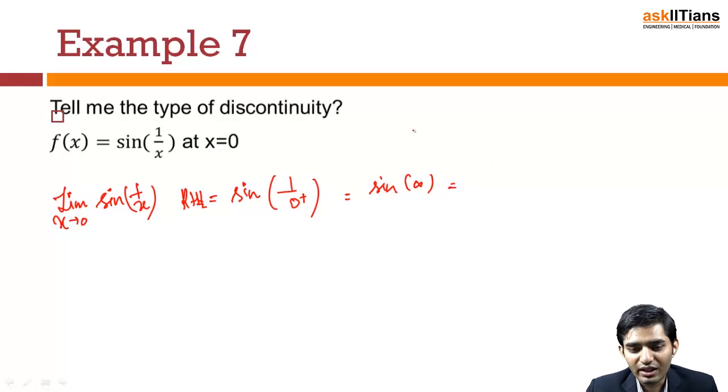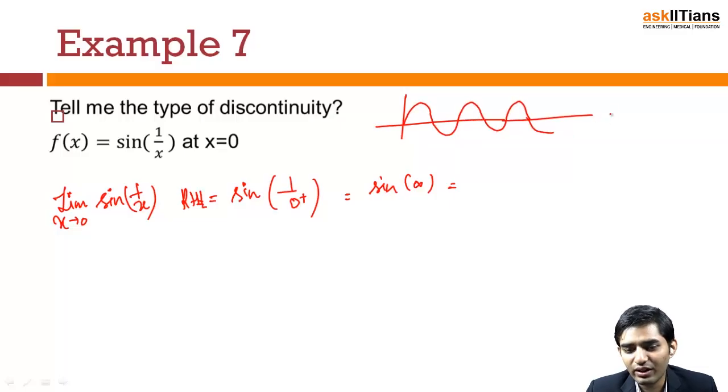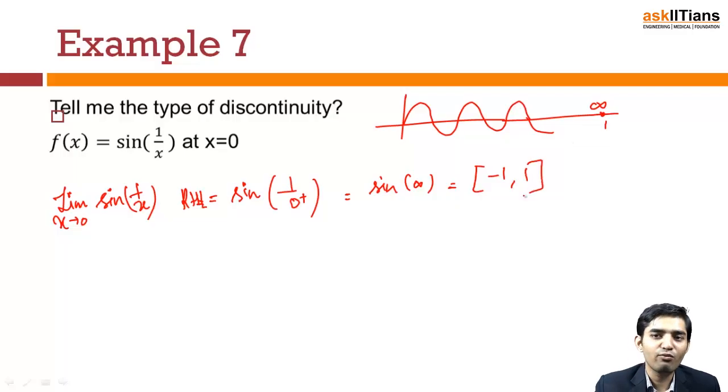This is the graph of sine. The graph of sine is like this. So what will be the value of this function if x is tending towards infinity? At infinity, what will be the value? It will be some value between minus 1 and 1. I don't know what value, but it will be some value between minus 1 and 1 only, because sine of anything will always be between minus 1 and 1.